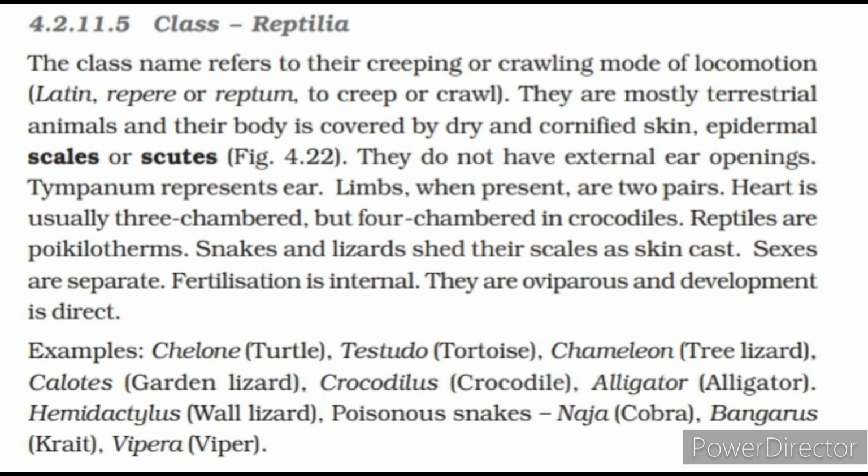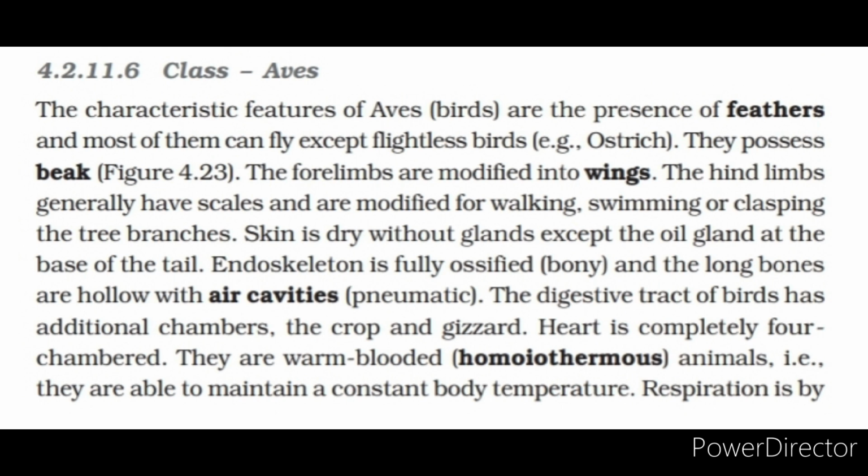Class Aves. The characteristic features of Aves, birds, are the presence of feathers, and most of them can fly except flightless birds, for example, ostrich. They possess beak. The forelimbs are modified into wings. The hind limbs generally have scales and are modified for walking, swimming or clasping the tree branches. Skin is dry without glands except the oil gland at the base of the tail. Endoskeleton is fully ossified, bony, and the long bones are hollow with air cavities, pneumatic.